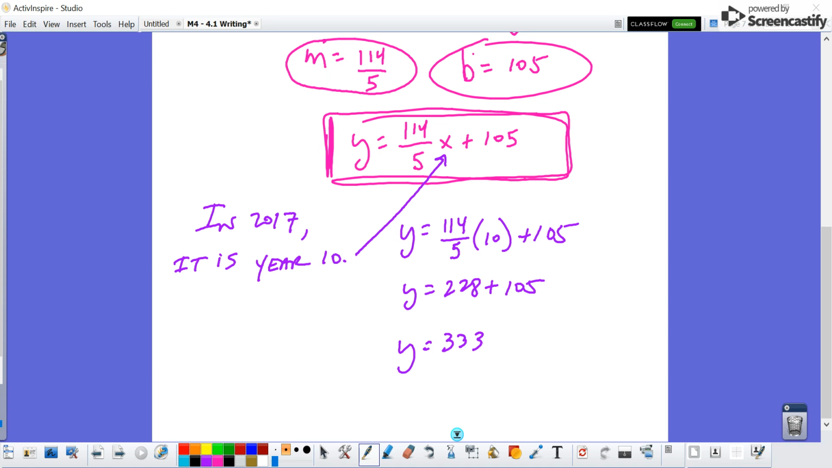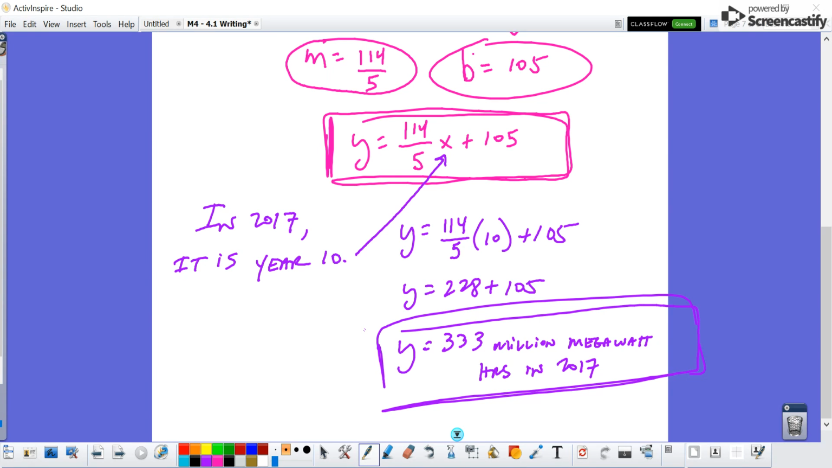Now, connecting back to the story, that's 333 million megawatt hours in 2017. This is the final part of the question. So its question is twofold. Again, generate the model based upon past events and predict the future based upon the past event pushing forward, maintaining the current slope as well as the y-intercept. So hopefully you had that filled in.